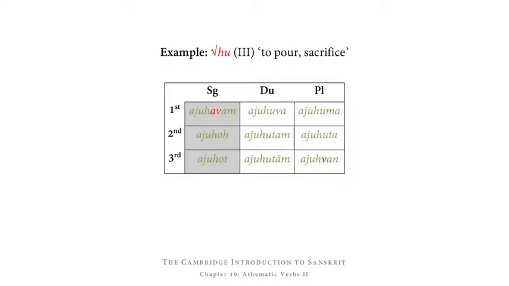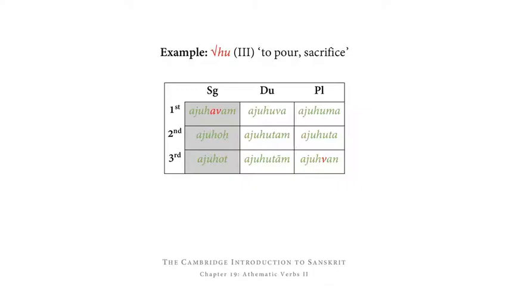So let's look at hu, which is a class 3 verb, meaning to pour, to sacrifice, and being class 3, hu reduplicates in order to form its stem, and so we have a weak stem juhu and a strong stem juho. The strong stem is used in the singular, which is here shaded, and the weak stem is used in the dual and plural.